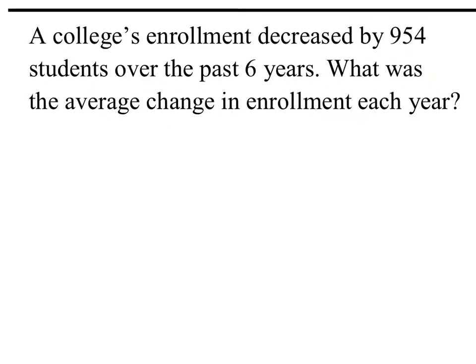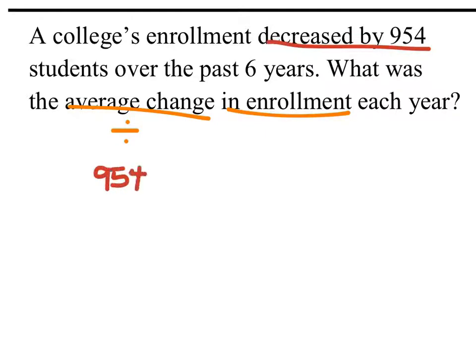A college enrollment decreased by 954 students over the past 6 years. What was the average change in enrollment each year? So average change is going to indicate some kind of division problem. Now we want to know the change in enrollment each year. Well, the enrollment changed by 954 students. Now since it decreased, this is going to make that a negative value.